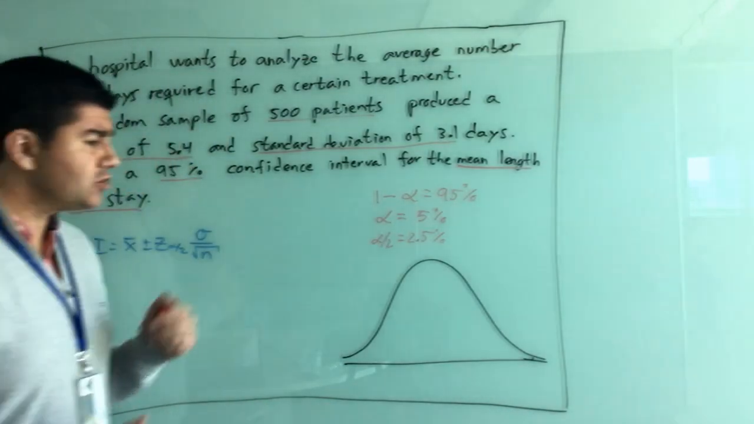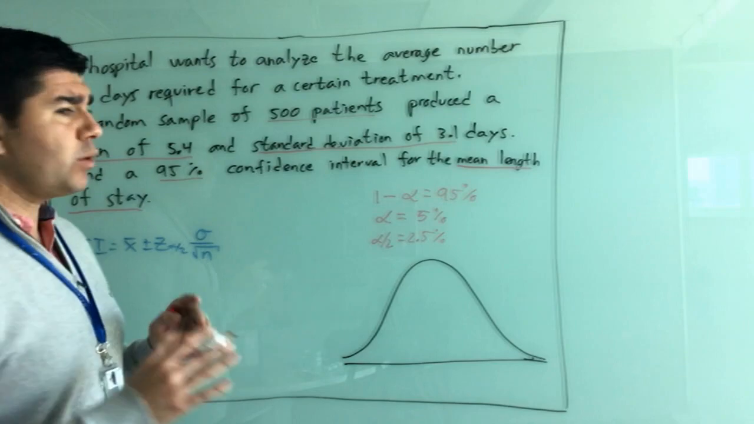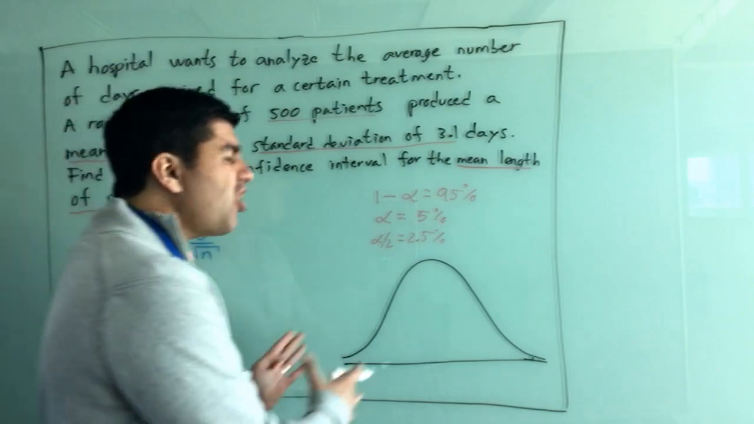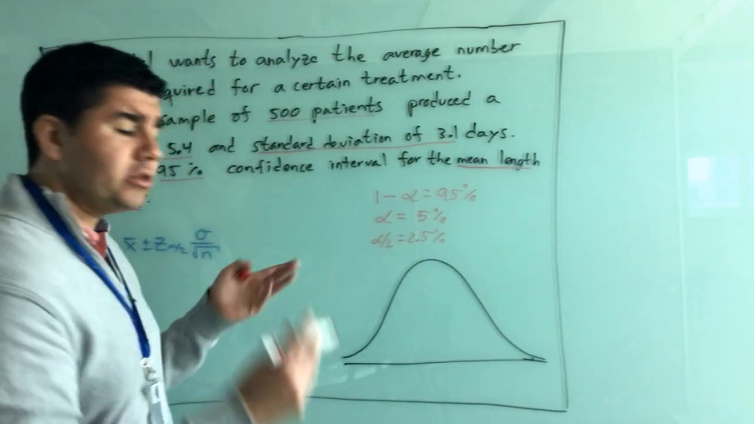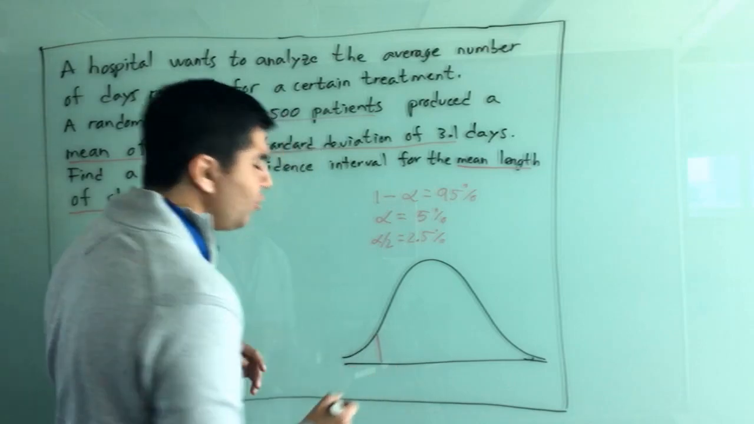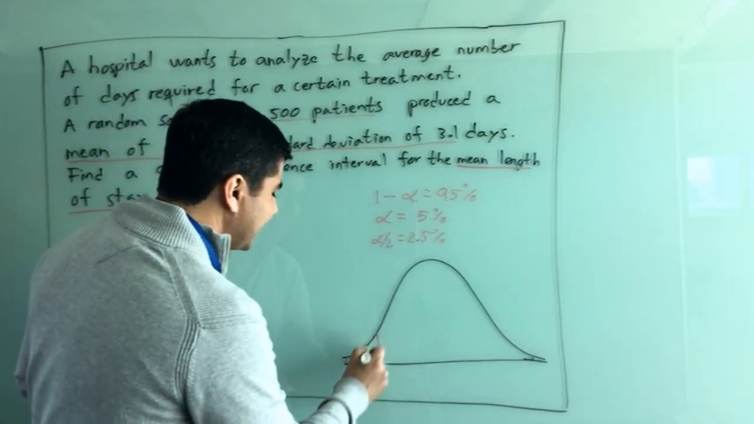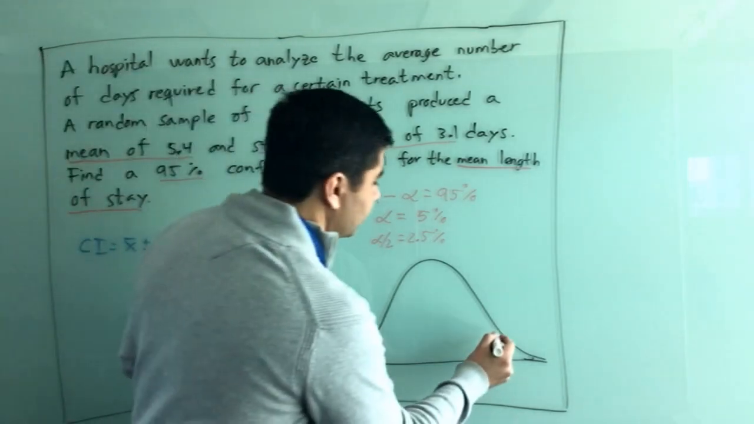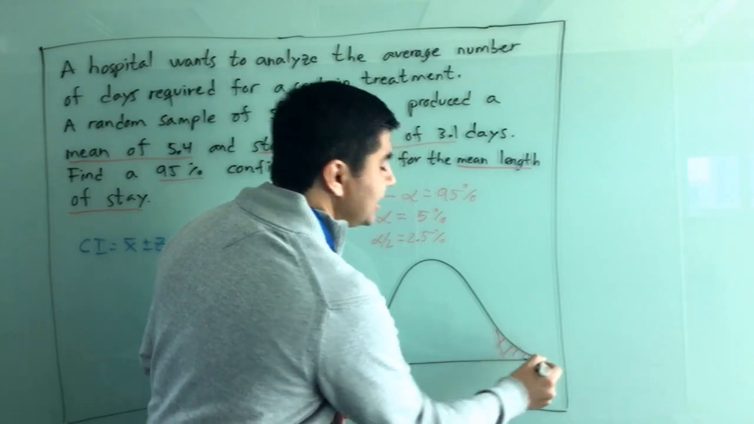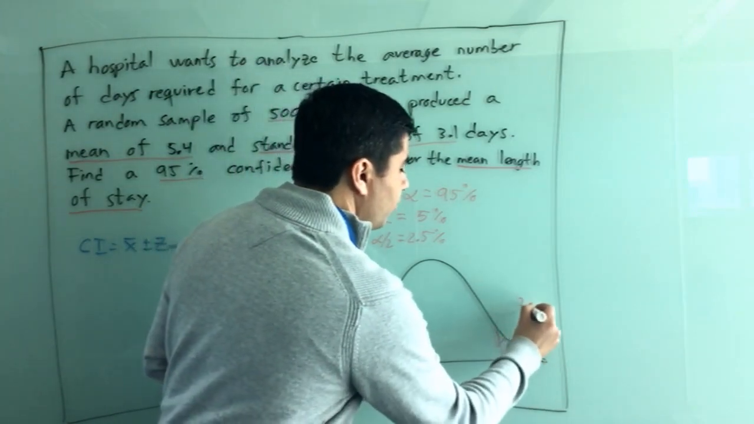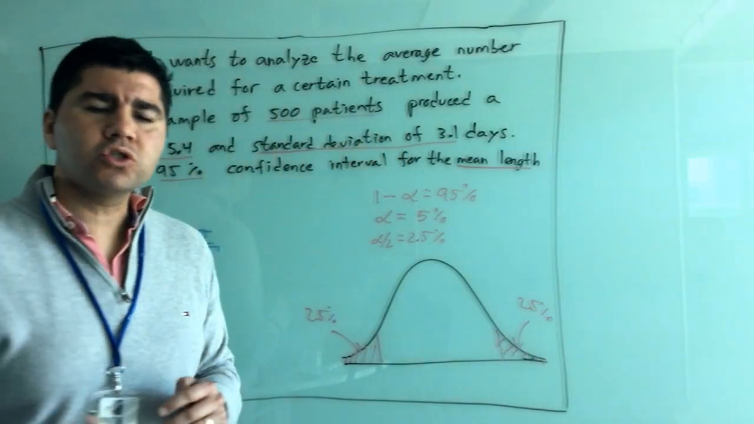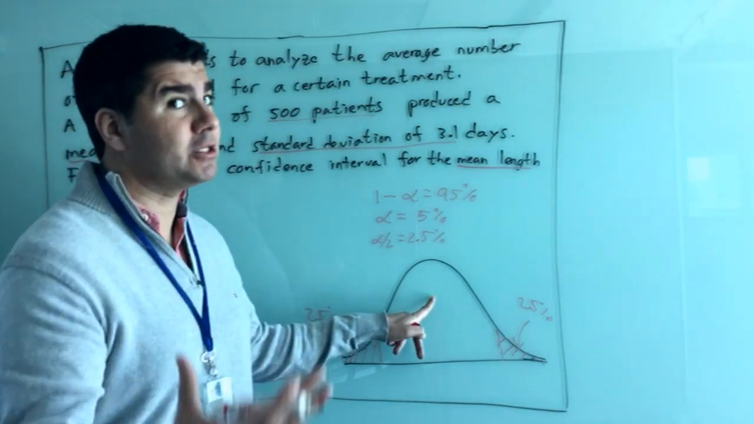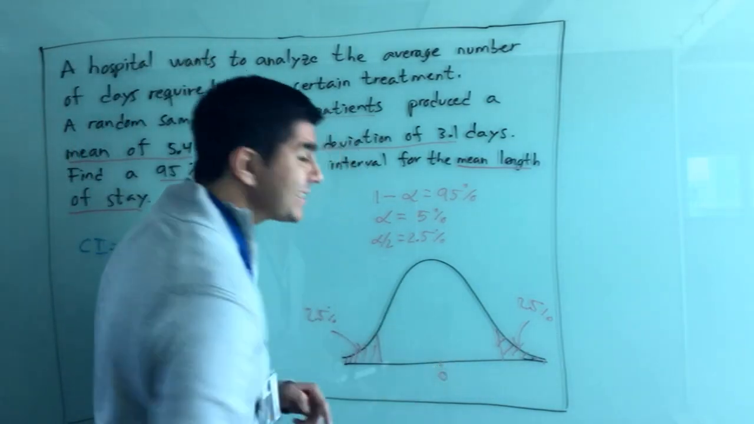In this standard normal distribution, it is important to notice that what we want to find is that this probability of alpha halves is located at each of the tails of the distribution. In other words, I need to find a value in here in such a way that the probability on this tail is 2.5% and another value on the other side in such a way that this probability is also 2.5%. It is important to remember that the standard normal distribution is symmetrical and also it is centered at 0.